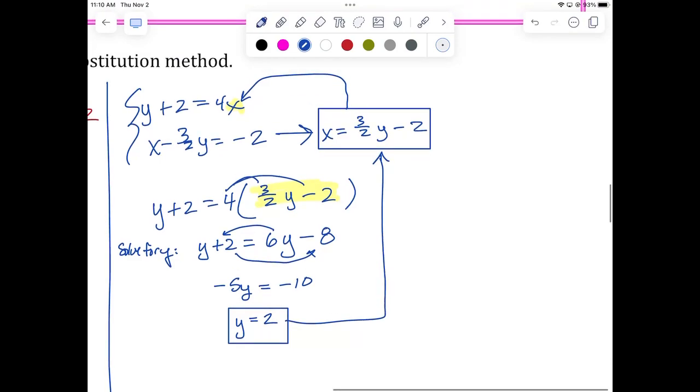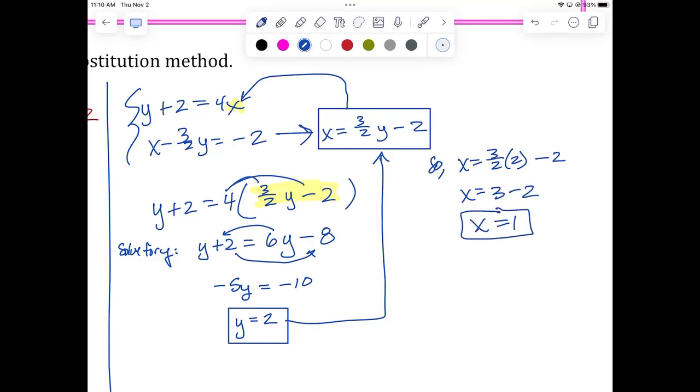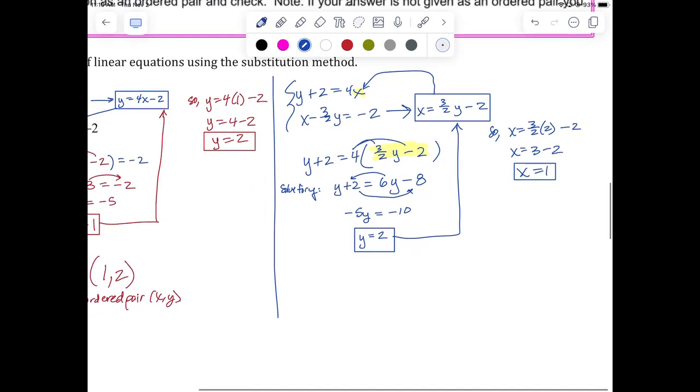Plug it in there, and we get x equals 3/2 times y, which is 2, minus 2. And then we just evaluate, that's 3 minus 2, and we get x equals 1. So we can box that. There's a lot going on here, so boxing it helps you keep track of the important stuff.